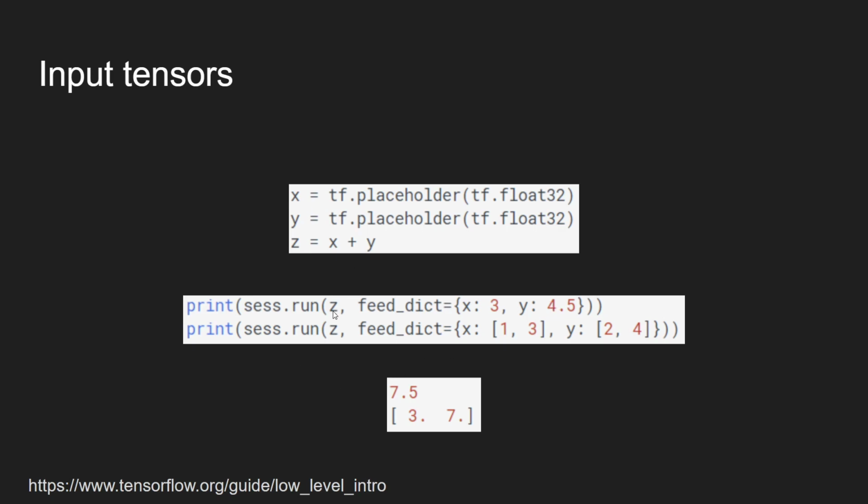And doing that, we can get the results for this, in this case 3 plus 4.5, or even, and you can see here how TensorFlow is useful because we have these tensors instead of anything else, we put in this list. In this list, we run it through, and it adds 1 and 2 to get 3, and 3 and 4 to get 7.